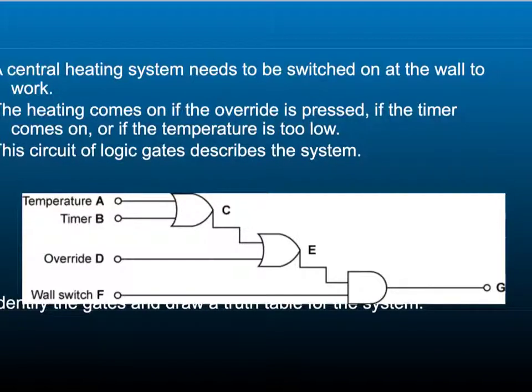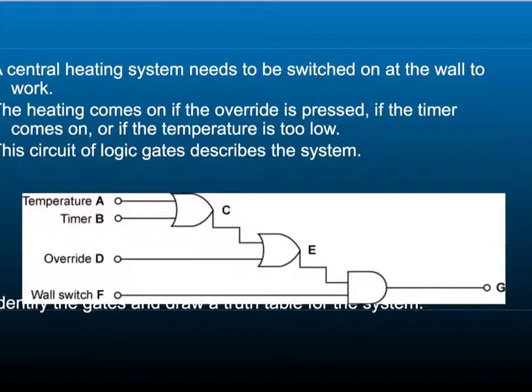So here we have an OR gate with the temperature and the timer feeding into it. We've got the override feeding into another OR gate, and we've got the wall switch which goes into an AND gate. So whatever happens in this situation, the wall switch must also be turned on for it to work, because in the AND gate both of the inputs must be high.